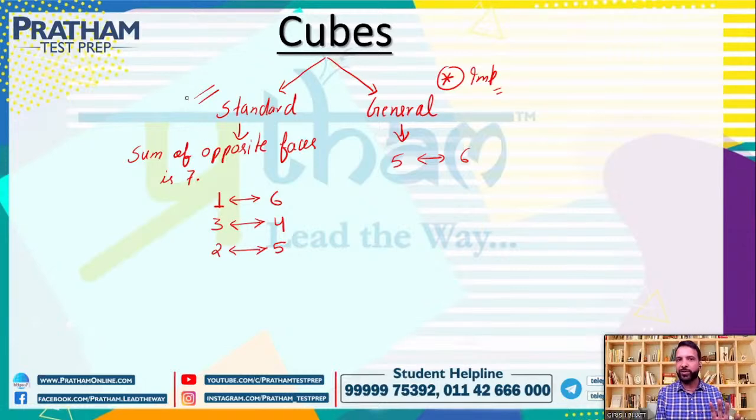And questions do not come from here in the exam. Where do exam questions come from? From general dice, where opposite faces can be anything. Correct? So I'll give you some tricks how you will be able to solve any question related to general dice within 5 or 6 seconds.